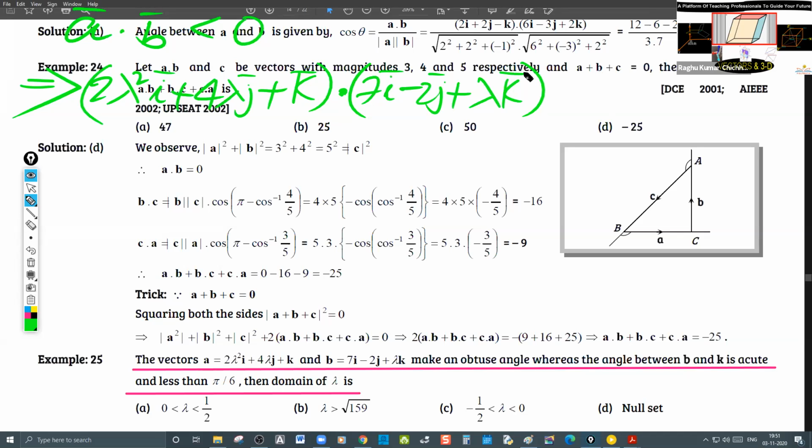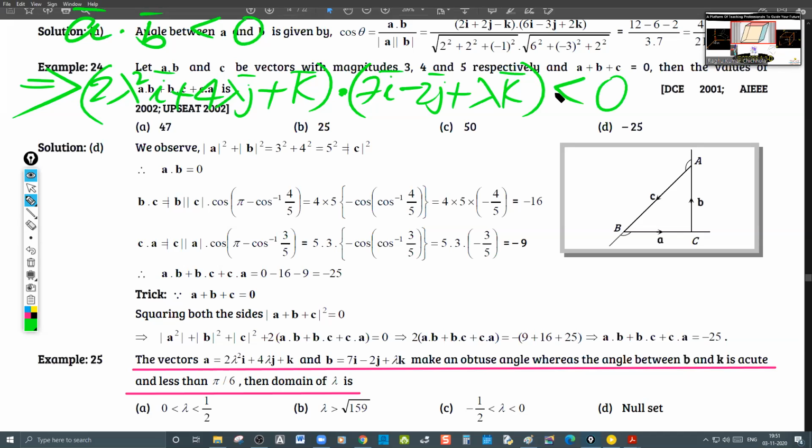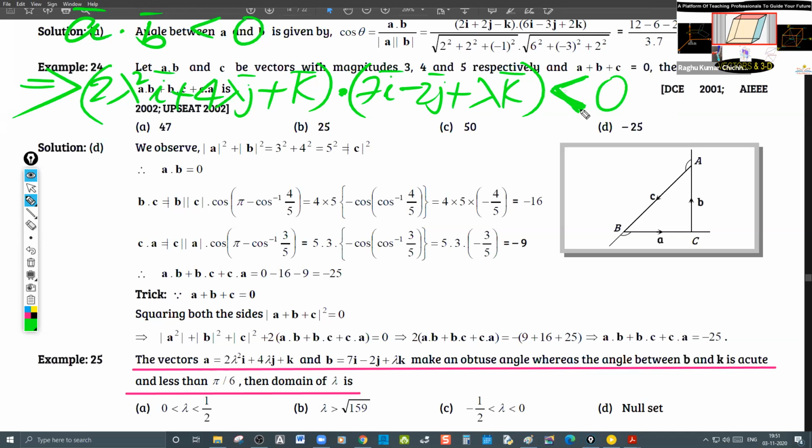Obtuse angle belongs to which quadrant? Second quadrant, sir. In the second quadrant, cos is negative or positive? Negative, sir, for cos. So your dot product must be negative. When cos is negative, the dot product also becomes negative. Now using this, you have to find out the value of lambda.